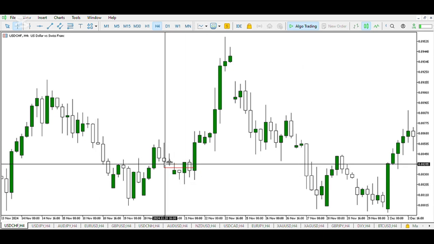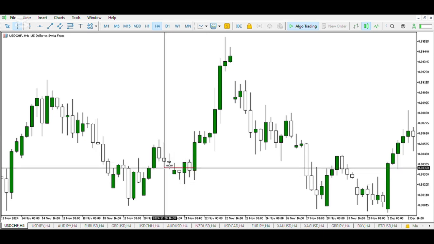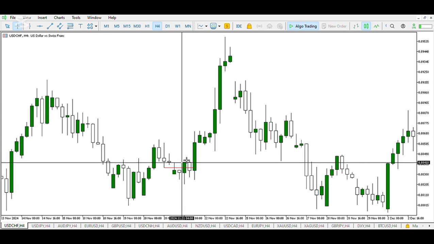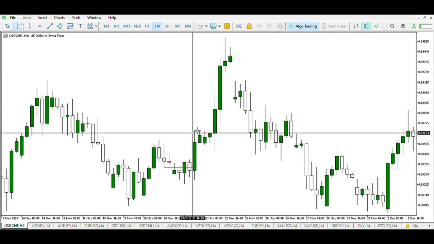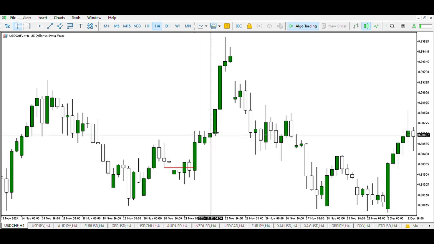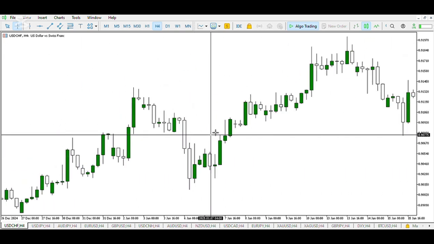Right here we have another one. The session of the New York was grabbed. We have an engulfing candle, although this move is not so impulsive as we have some ranging before the impulsive move, but this is also a good order block.